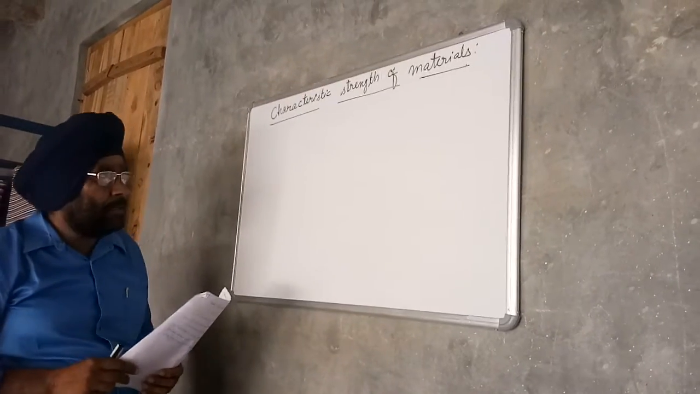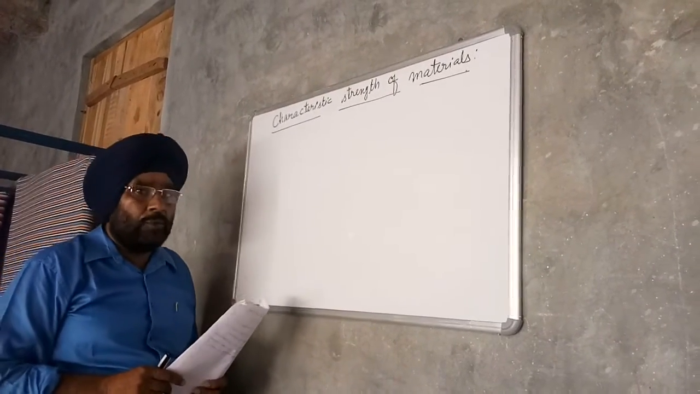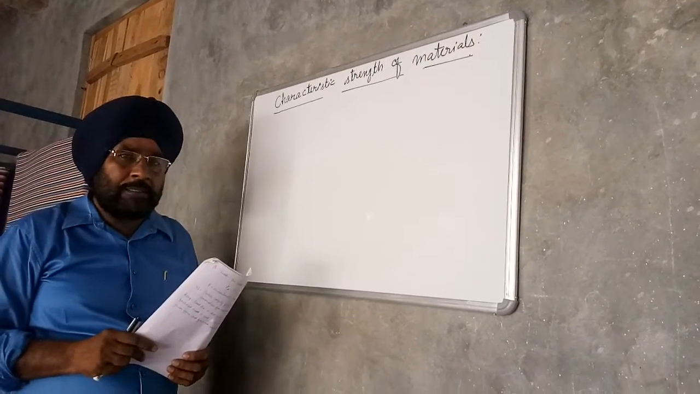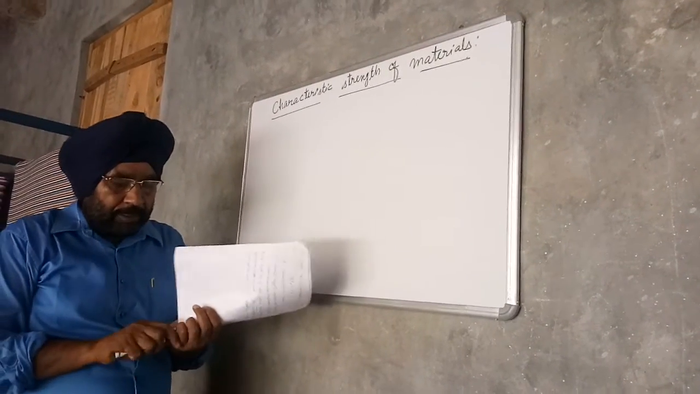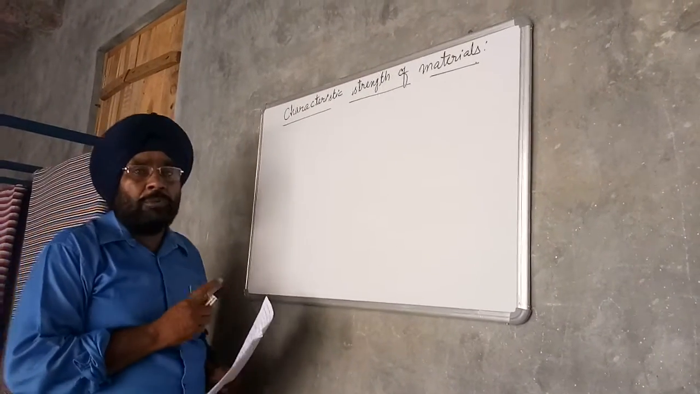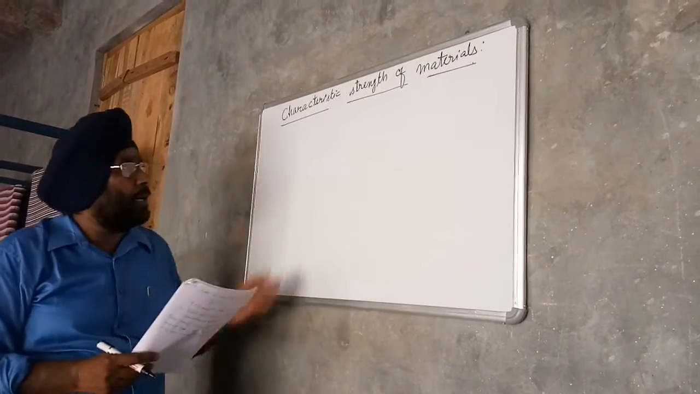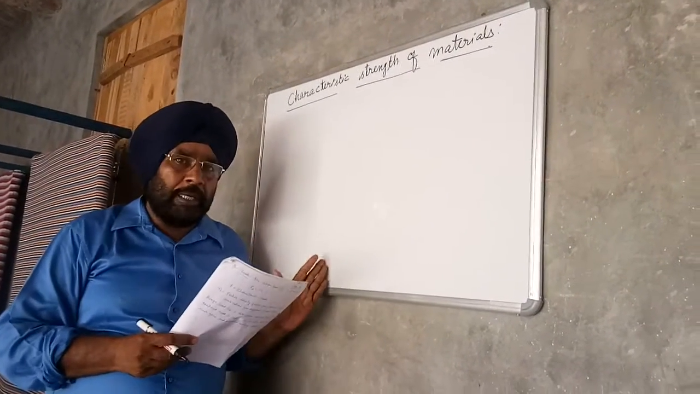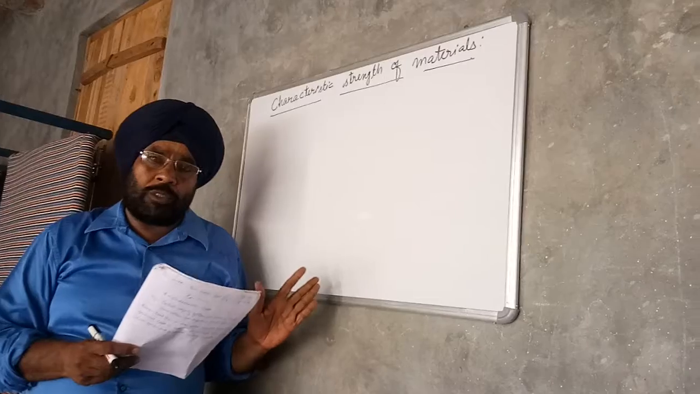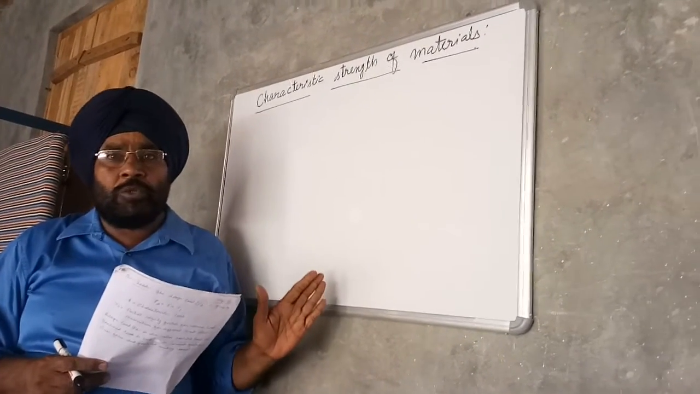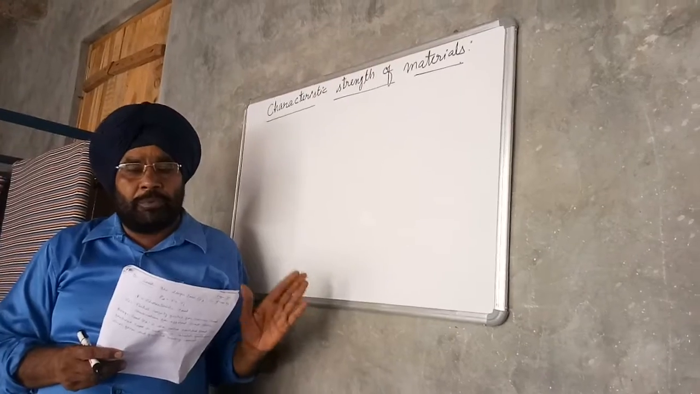Good morning students. In the previous class we introduced the limit state method in RCC design. In this method we use the term characteristic strength of material. So what do we mean by characteristic strength of material? The strength of material below which not more than 5% of the test results are expected to fall is known as characteristic strength of material.